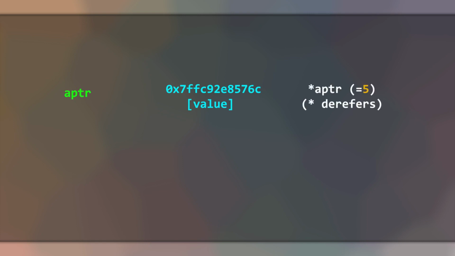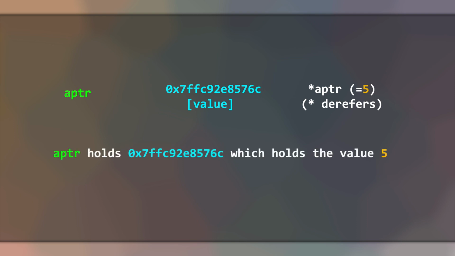If we wanted to access the variable the pointer is pointing to, we would have to dereference the pointer, which simply means getting the address stored in our pointer, and then the value which is stored on that specific address.